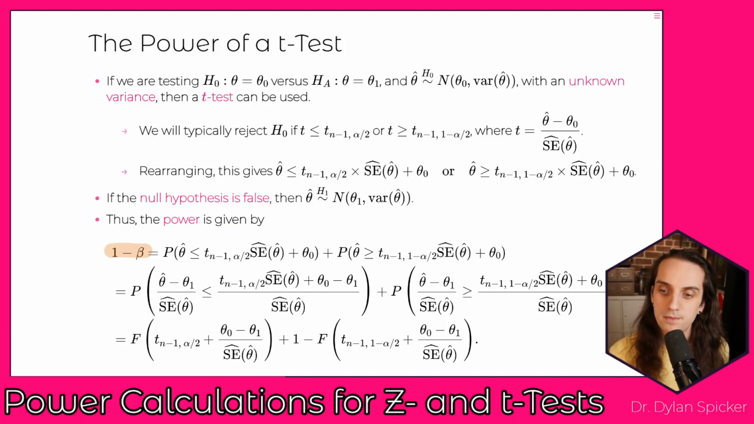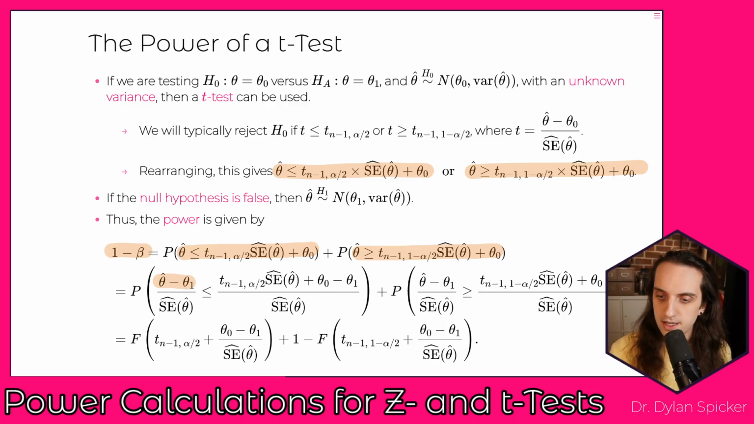So the power, which is 1 minus beta, is going to be the probability that this event or this event occur, right? So the probability that theta hat is less than the first term or that theta hat is greater than the second term. Okay.